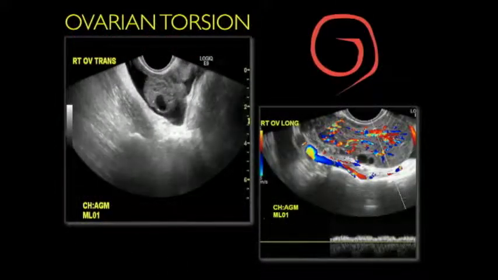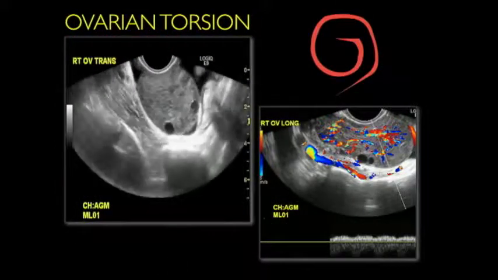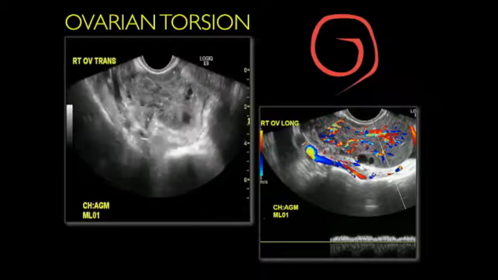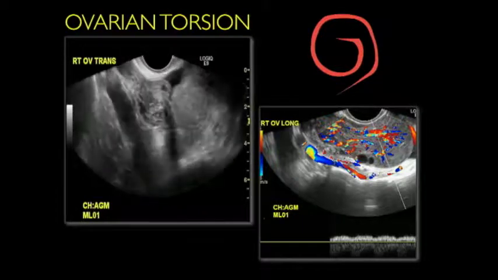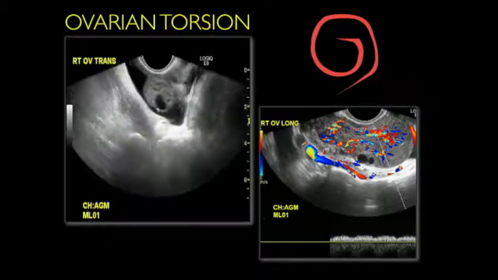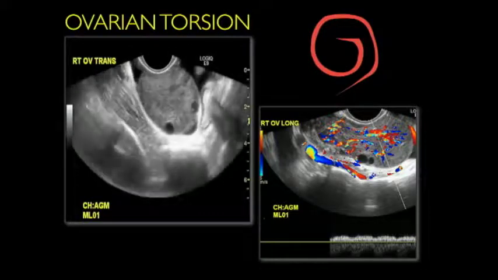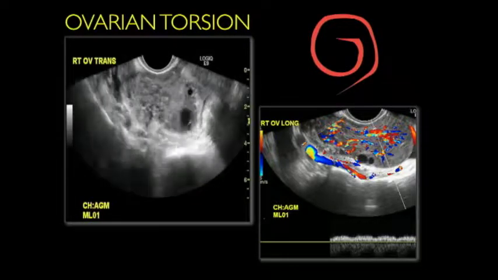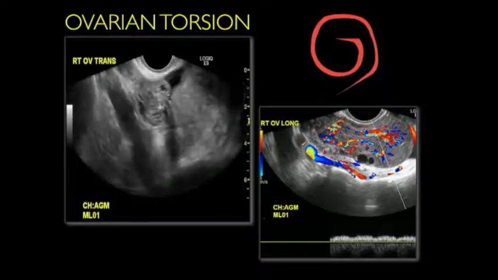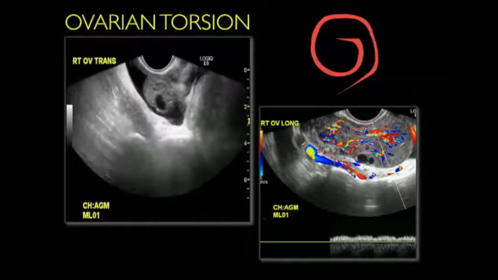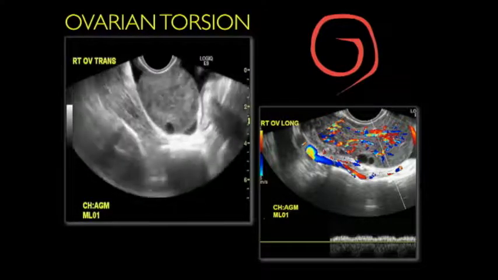So here's a nice example of an ovary that had all those findings. Beautiful edematous ovary with a tiny hemorrhagic corpus luteum, follicles pushed to the periphery, and a beautiful twisted vascular pedicle sign and free fluid. But look how much nice flow you have in the ovary. It does not mean that this is not torsed.